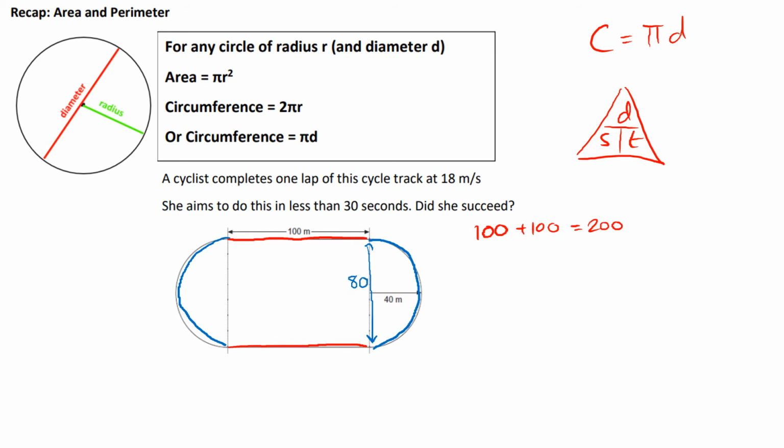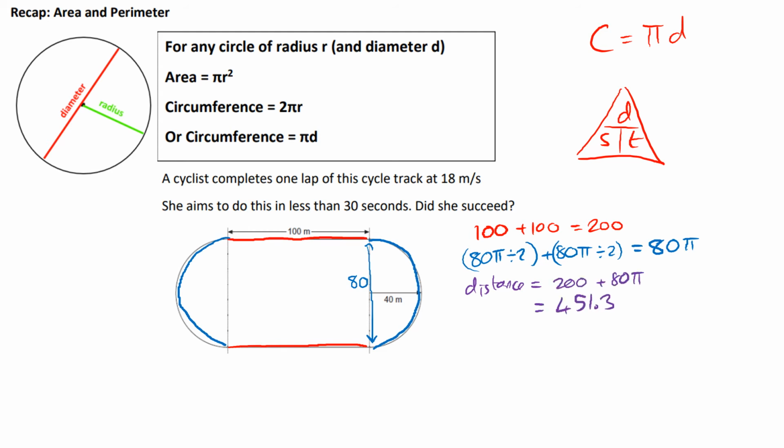So if I want to find the circumference of this semicircle, I'm going to do 80 pi divided by 2. That will just be that bit there. But we've got 2 of them, so we want to add another 80 pi divided by 2. And if we stick that all together, we'll actually end up with just 80 pi. You could have just done 80 times pi because it's one circle overall. So our total distance, therefore, is equal to 200 plus 80 pi, which is 451.33 meters, for once not centimeters.